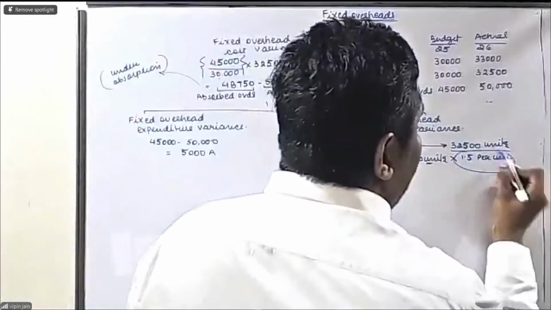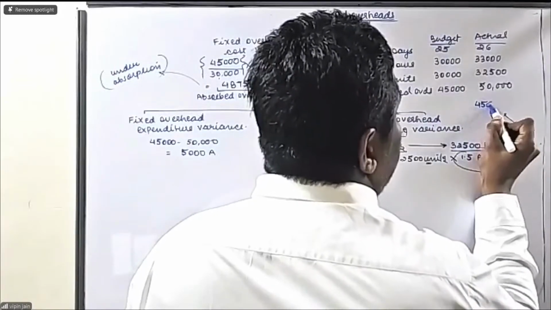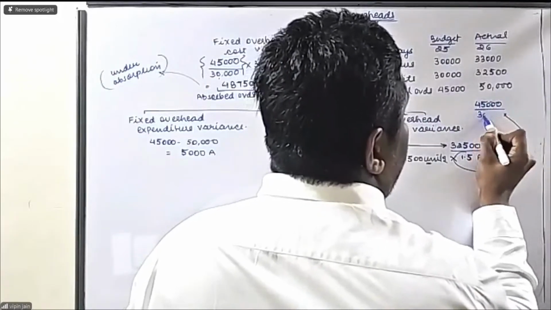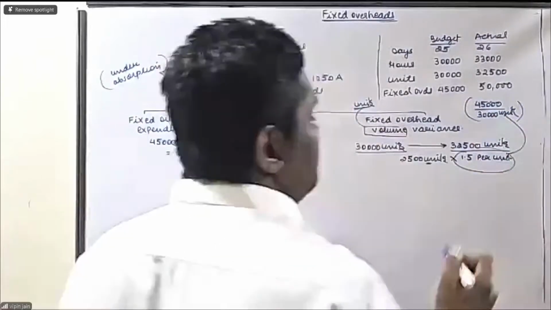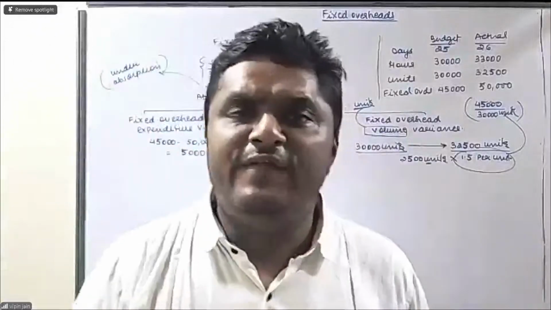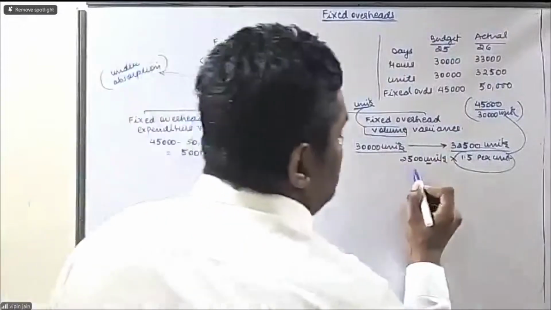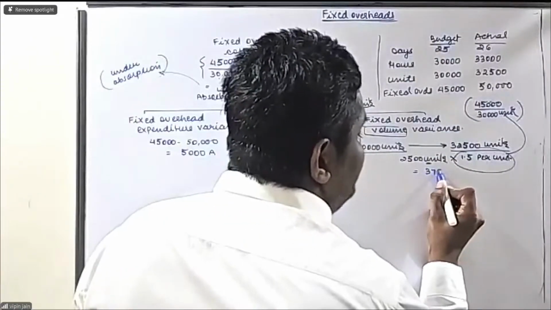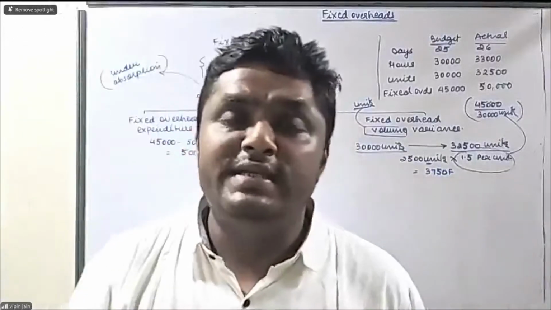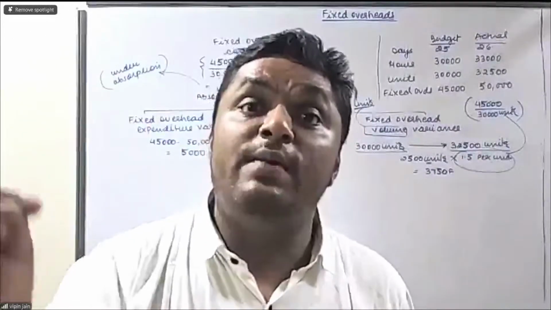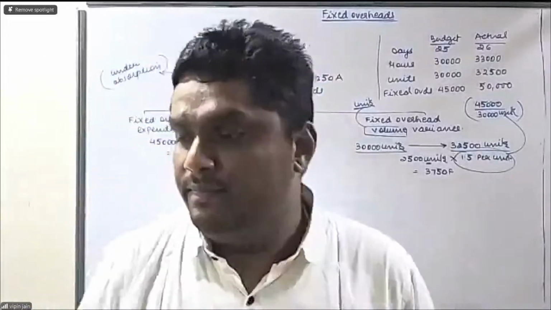How come this 1.5 per unit? Very simple, guys. The budgeted overheads are 45,000 divided by 30,000 units. So per unit rate will be 1.5 per unit. So this will be 3750 favorable. I repeat again, since the actual units manufactured are more than budgeted units, it's a good sign for the company. So that's why this will be favorable.